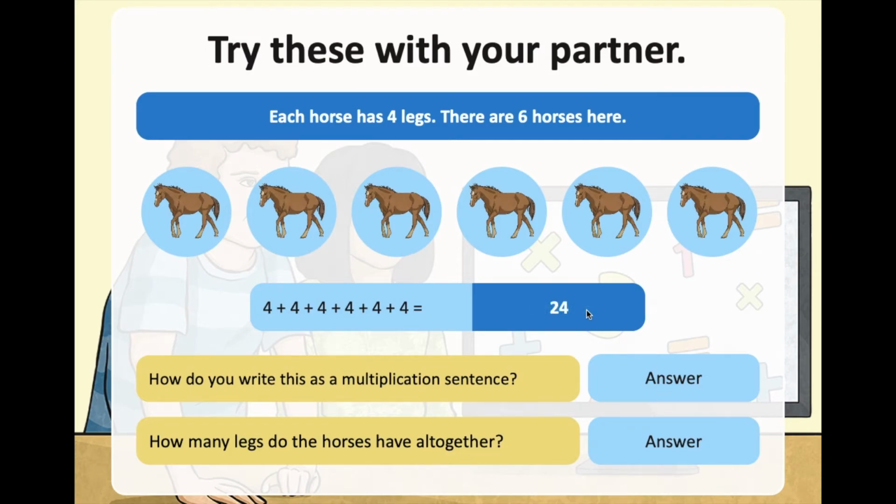24. How do we write this as a multiplication number sentence? Well, I know that there are 6 groups of 4, so I would write it 6 times 4 is 24. Beautiful. How many legs do the horses have altogether? Well, we just solved that. 24. Beautiful.